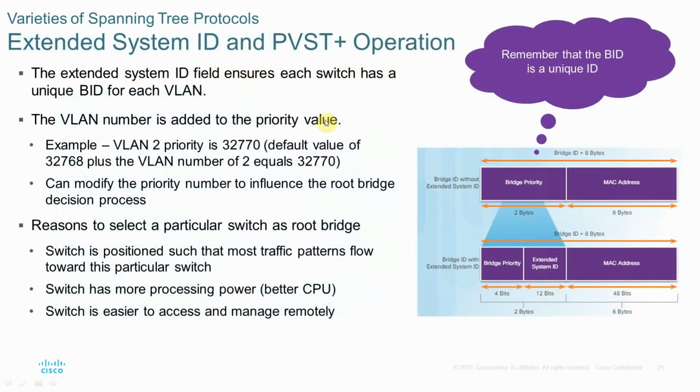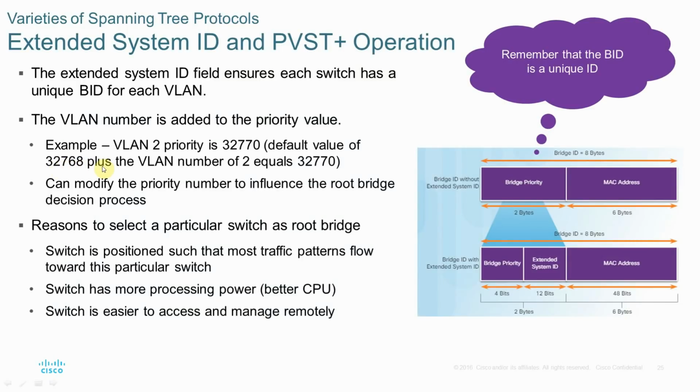The extended system ID is another point used to elect a root switch, and the extended system ID is the VLAN ID. The system ID ensures that each switch has a unique bridge ID for each VLAN, and the VLAN number is added to the priority value. By default the value is 32768. If you have VLAN 2, the priority becomes 32770, because the 2 is added to the default priority value of the switch.